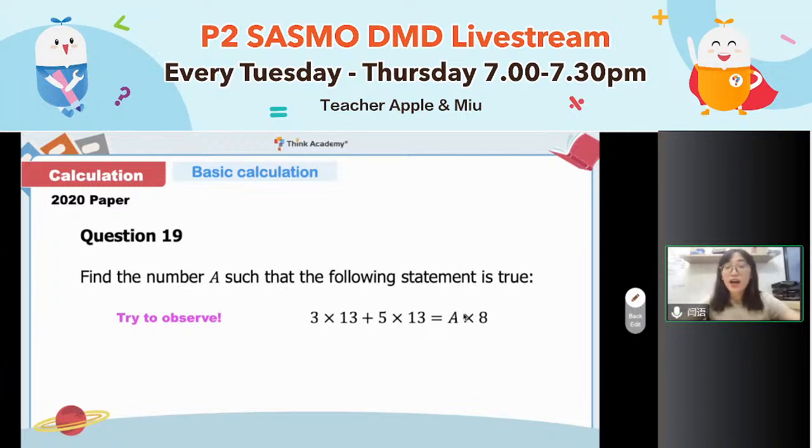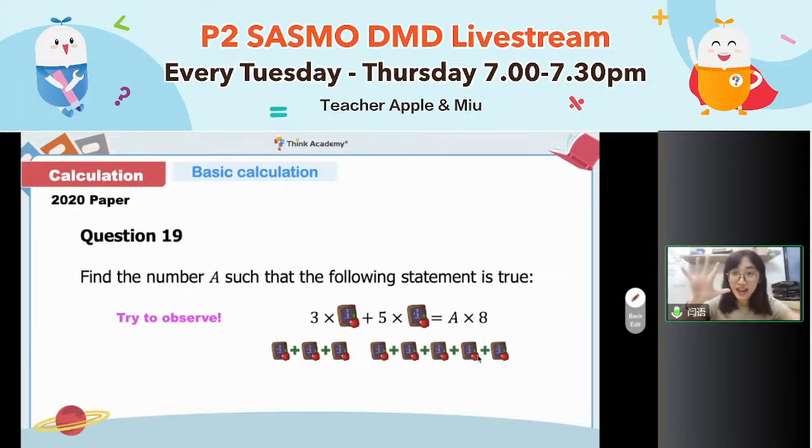Okay. Well, actually here, I want to explain more about the logic here. Okay, look, now I want to change the question. Maybe I want to ask you, 3 times Teacher Apple plus 5 times Teacher Apple equals A times 8. So in this way, let's have a look. What is the meaning of 3 times Teacher Apple? That is now how many Teacher Apples are there? We have 3, right? You just add these 3 Teacher Apples together. And what is the meaning of 5 times Teacher Apple? That is now we have 5 Teacher Apples. Again, you need to add all of them together.